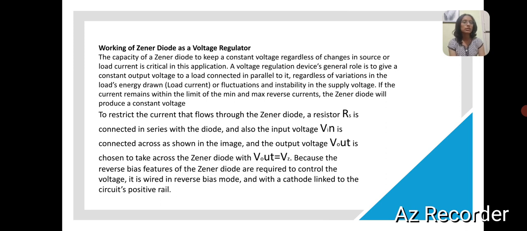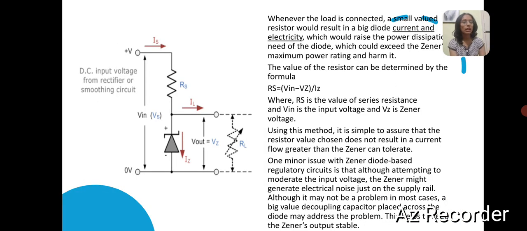If the current remains within the limit of the minimum and maximum reverse currents, the Zener diode will produce a constant voltage. To restrict the current that flows through the Zener diode, a resistor Rs is connected in series with the diode, and the input voltage VIN is connected across as shown in the image. The output voltage VOUT is taken across the Zener diode, with VOUT equal to Vz, because the reverse bias features of the Zener diode are required to control the voltage. It is wired in reverse bias mode with the cathode linked to the circuit's positive rail. And this is the circuit diagram for the Zener diode.